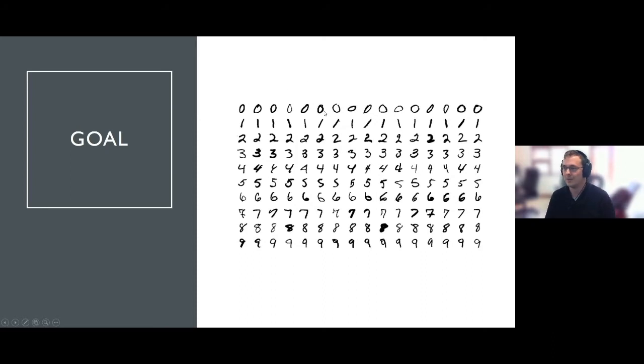This is a lot harder for a computer to do, and we are going to essentially use a convolutional neural network to classify images like these as 0, 1, 2, 3, 4, 5, 6, 7, 8, and 9.